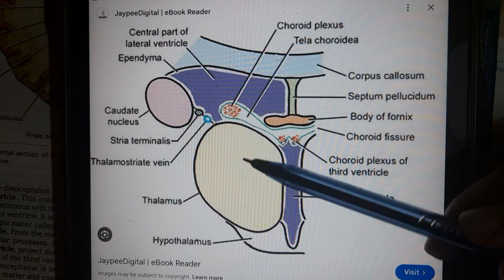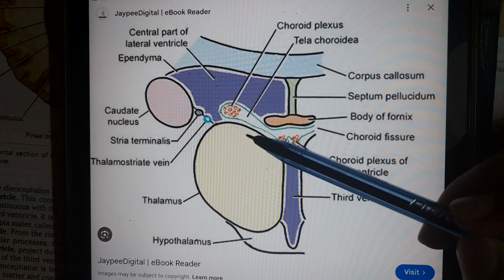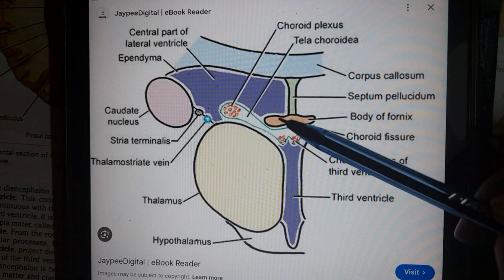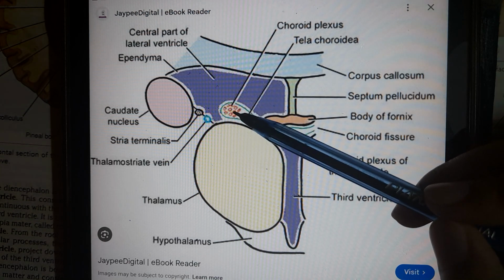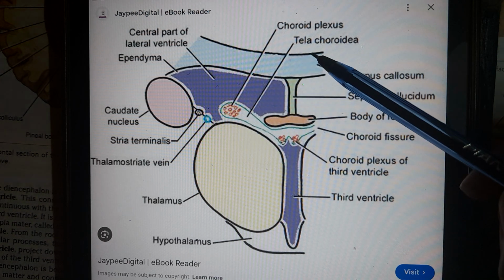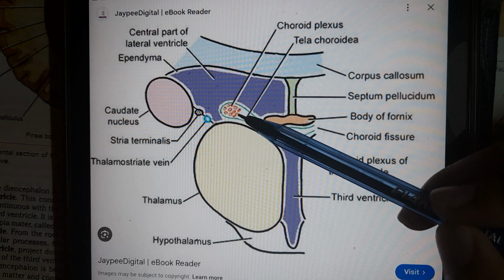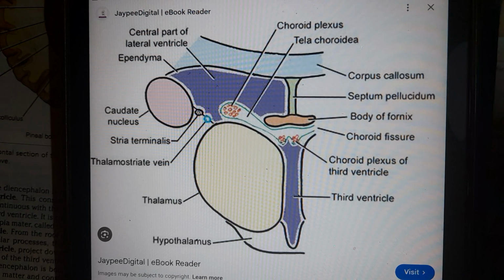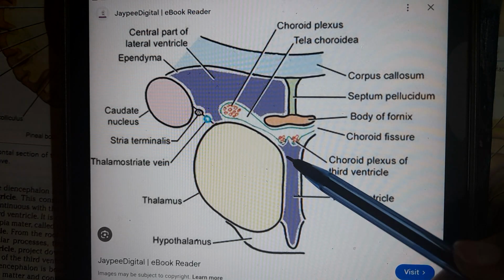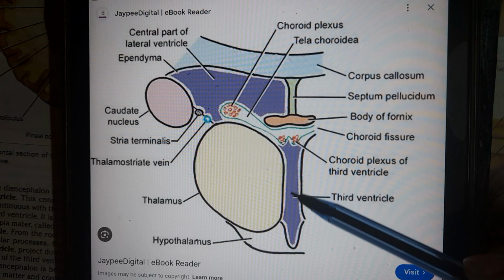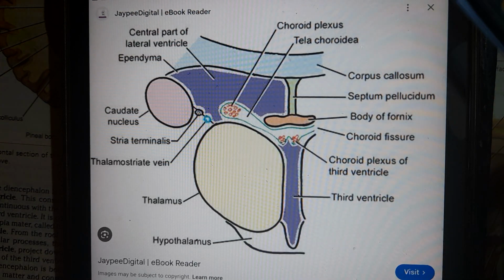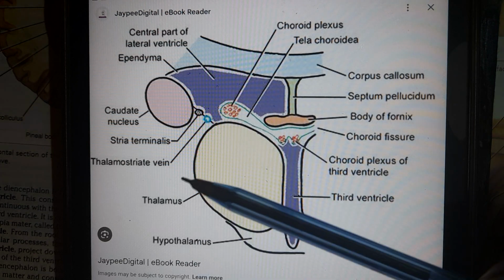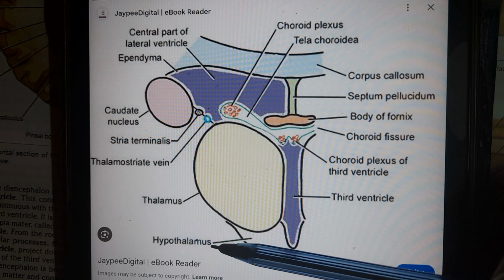So if this is the thalamus, the supromedial surface of the thalamus has the body of the fornix, whereas the supralateral surface of the thalamus has the tela choroidea as well as the choroid plexus, which are the folds of the pia mater. And just medial to the thalamus we have the third ventricle, and just lateral to it we have the white matter, which is going to separate it from the lentiform nucleus.